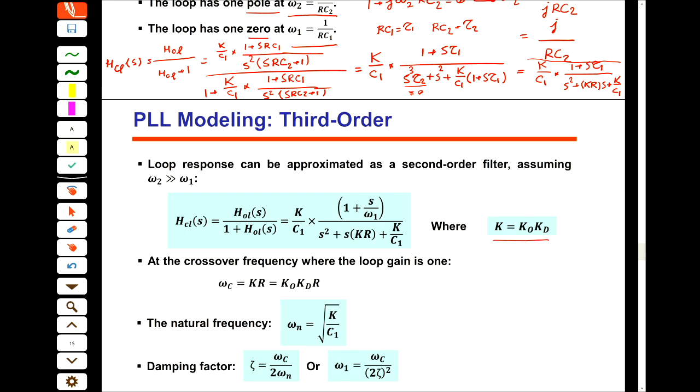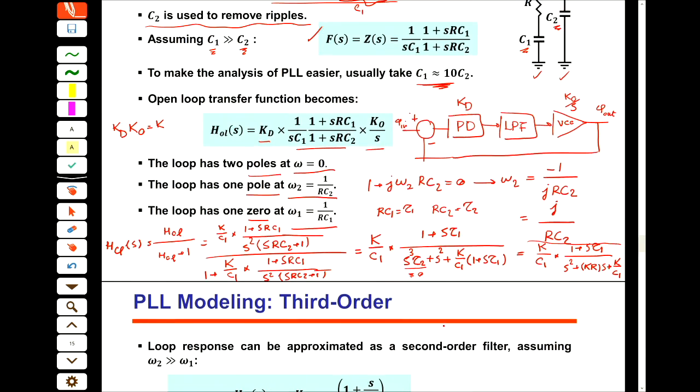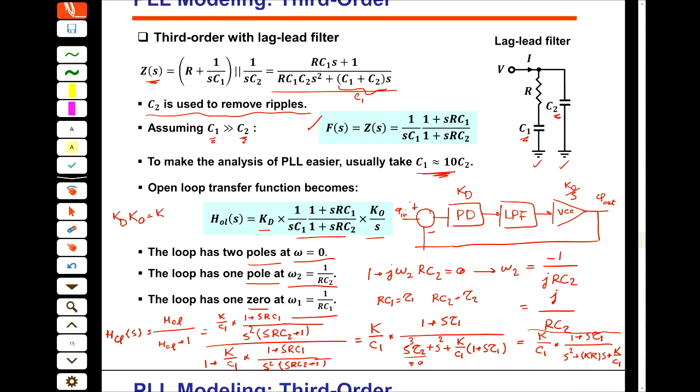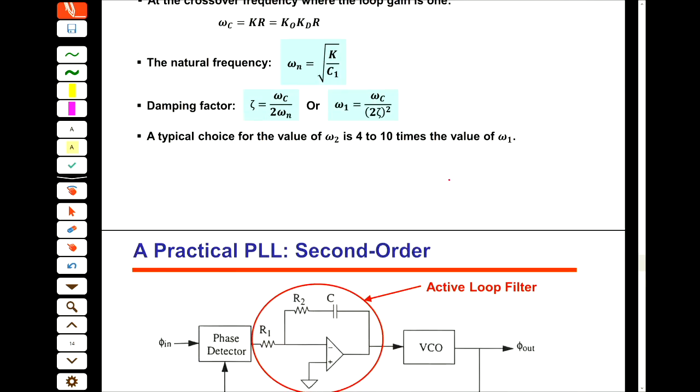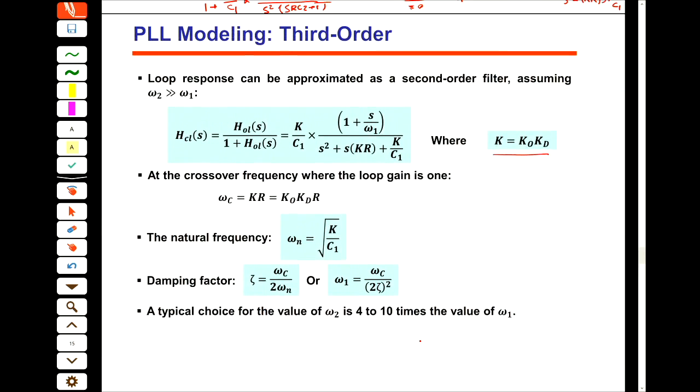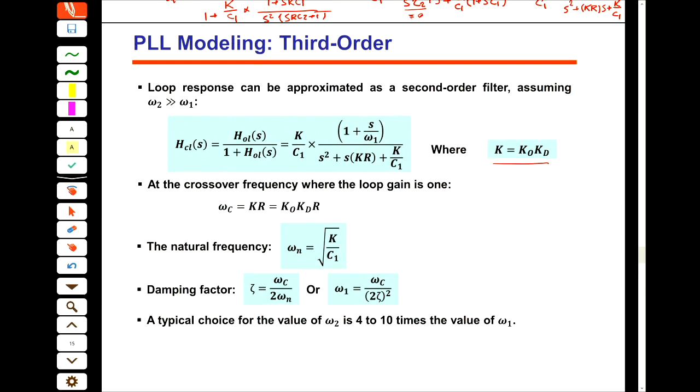So again, we have a third order system, but for simplicity, we assume that C1 is 10 times C2, and then we change it to a second order system. The same analysis we can apply here, exactly the same analysis that we had before. Again, we can say that this one equals S squared plus 2 zeta omega n S plus omega n squared. And then from here, omega n is calculated like this, and zeta is calculated based on this.